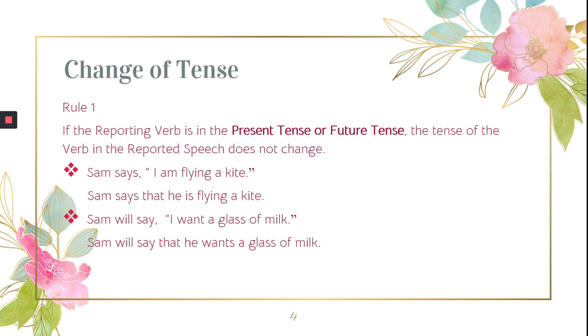The next example is Sam will say, "I want a glass of milk." So, in indirect speech, we can see that the verb of the reported speech is not changing. The tense is the same. Sam will say that he wants a glass of milk.